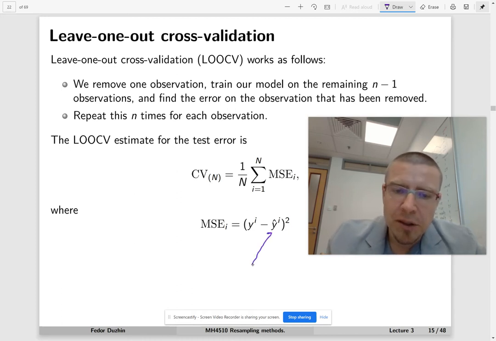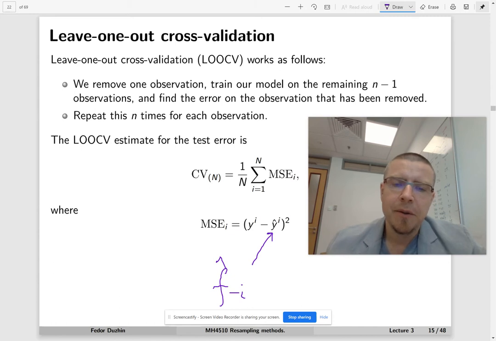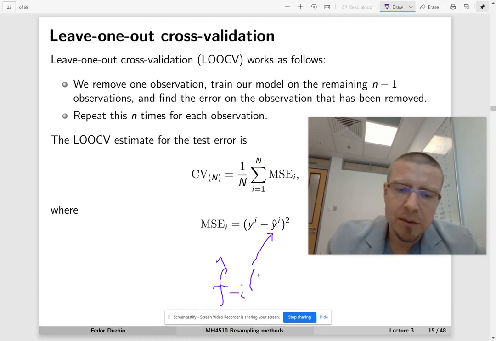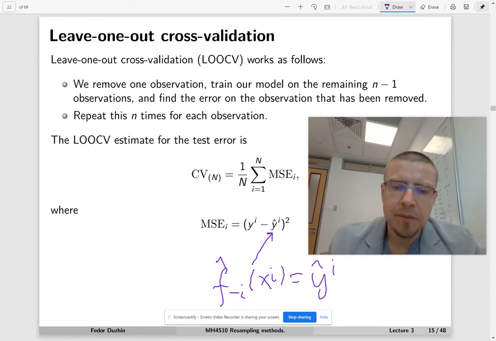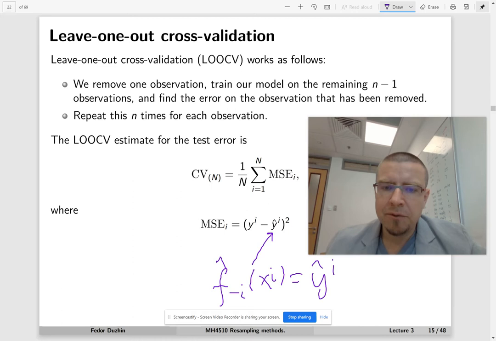Notice that this y hat is actually from our model f hat. I probably should denote it as minus i, meaning that we trained it on the data where the ith observation has been removed, and applied it to xi. So this is our y hat i. These y hat i are obtained by running different models for every i. Every i has its own model.